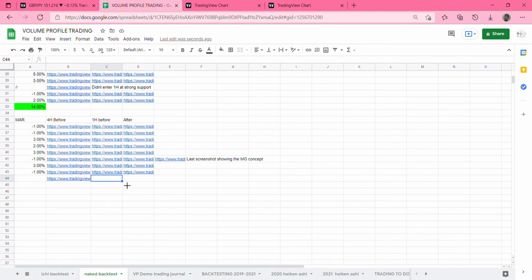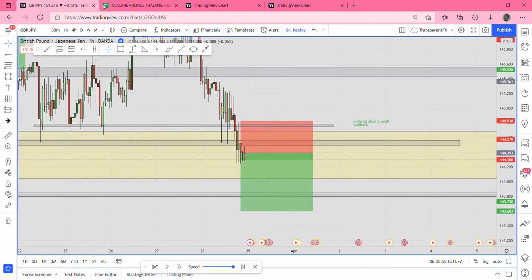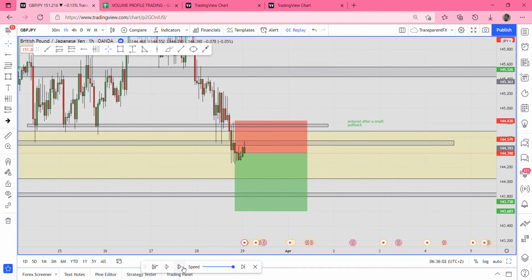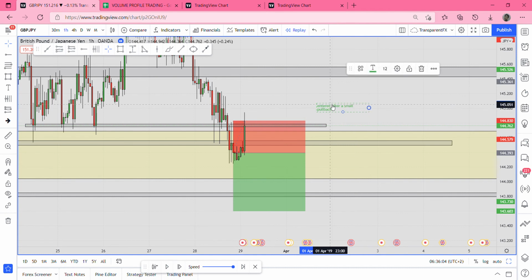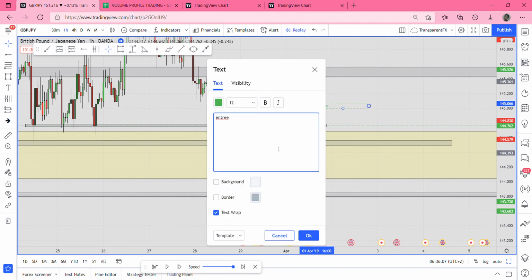So I kind of just want to write down my reason why I probably should not have been in this trade, and that was that strong support. I have no idea why I like trading into these areas, but it is what it is. Shorted at a supply zone.